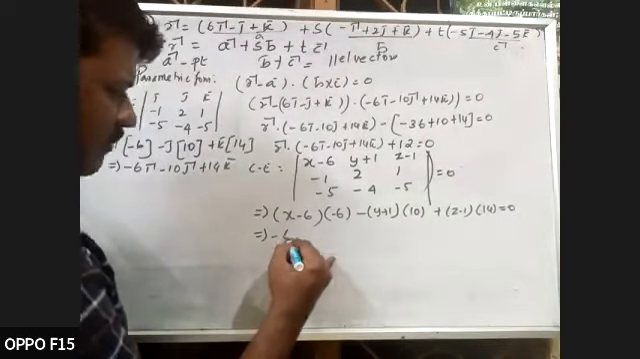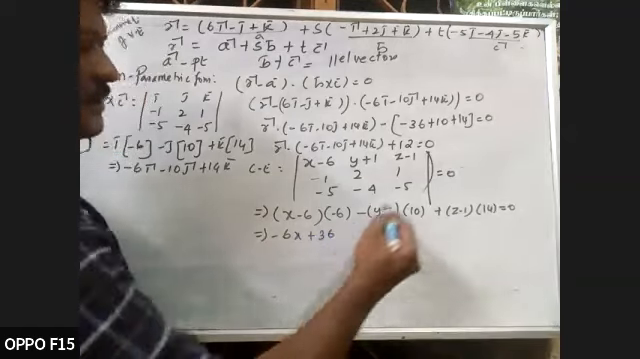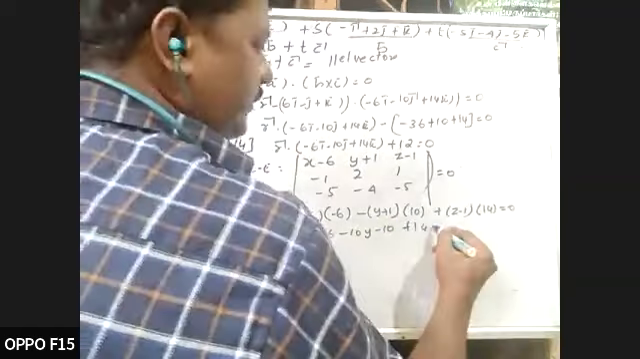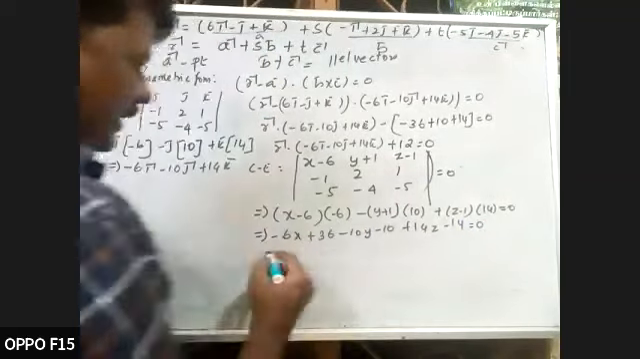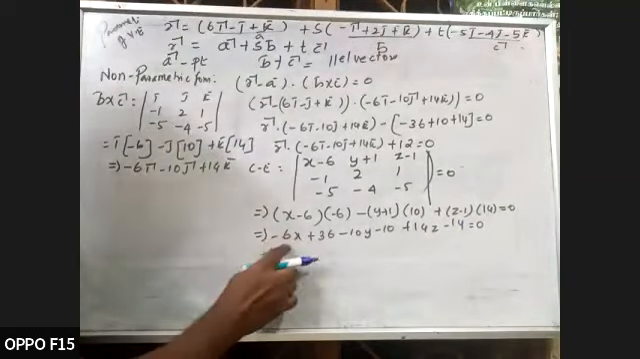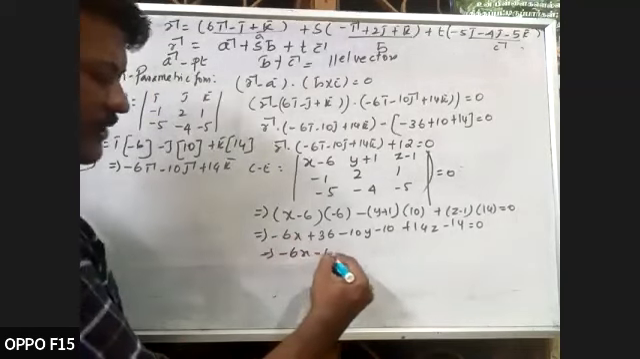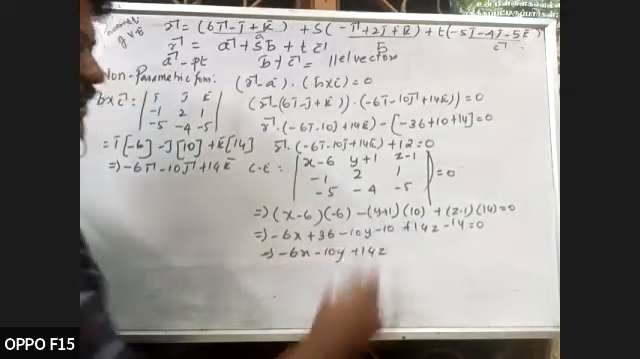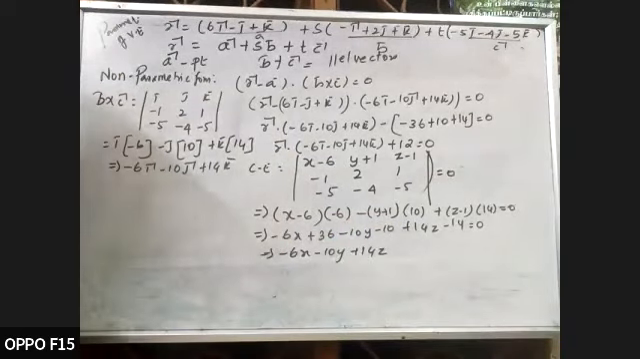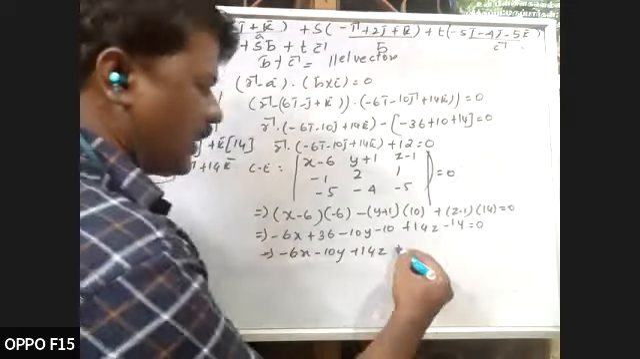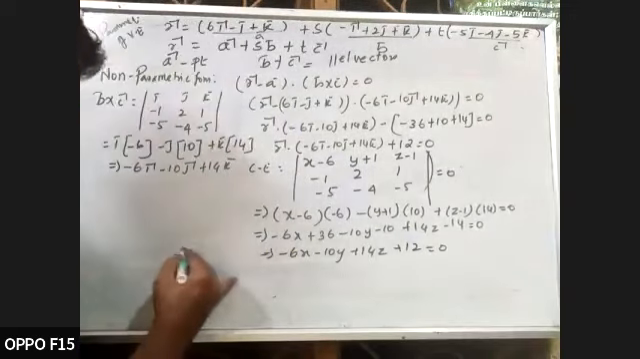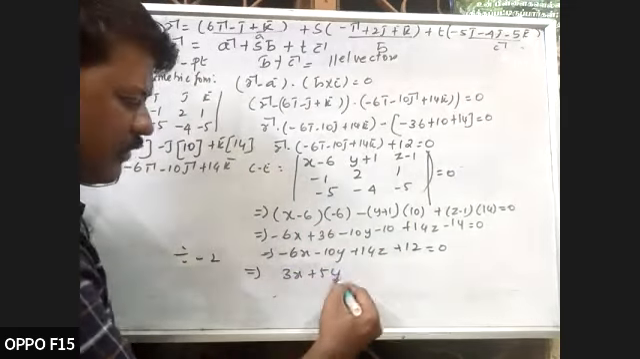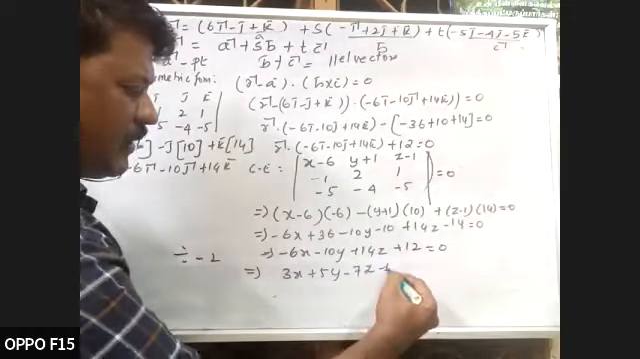This implies minus 6x plus 36 minus 10y minus 10, next plus 14z minus 14 equal to 0. This implies minus 6x minus 10y plus 14z, 36 minus 10 is 26, 26 minus 14 is plus 12 equal to 0. Dividing throughout by minus 2, we get 3x plus 5y minus 7z minus 6 equal to 0.